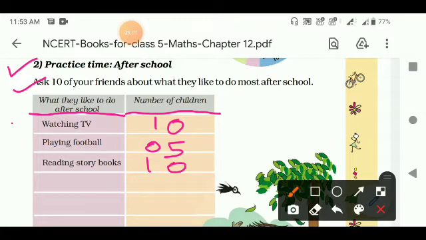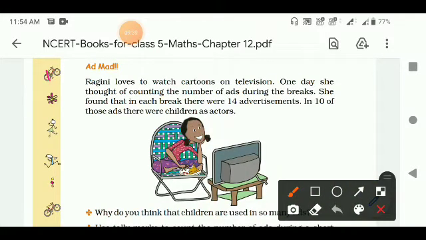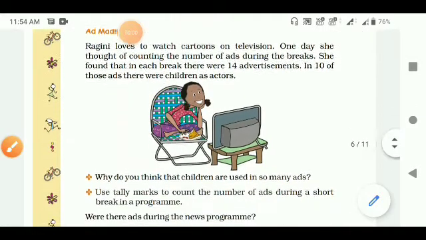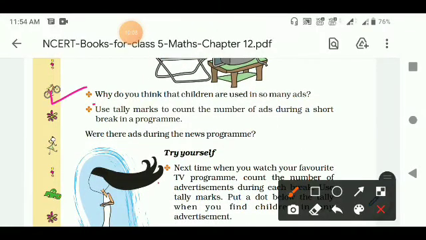Now let us move on to the next page. Here the topic is Ad Mad. Ragini loves to watch cartoons on television. One day she thought of counting the number of ads during the breaks. She found that in each break there are 14 advertisements. In 10 of those ads there were children as actors. Now here is the question: why do you think that children are used in so many ads? You can answer: children are used in so many ads because most of the children are watching cartoons on TV.